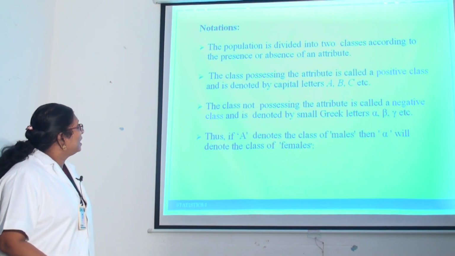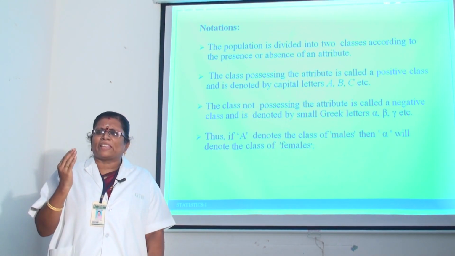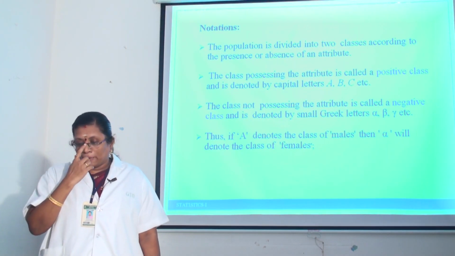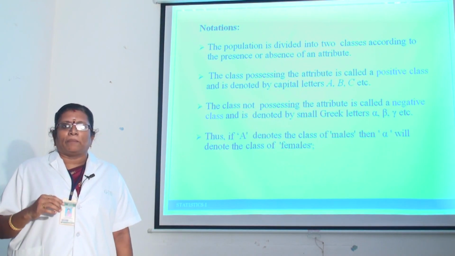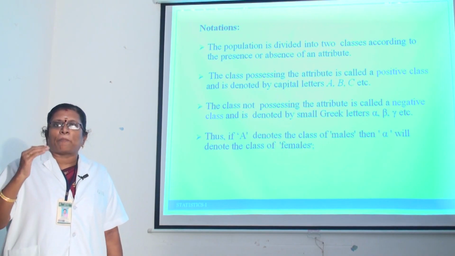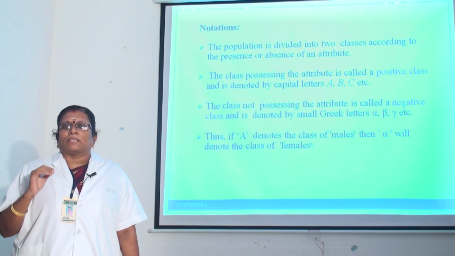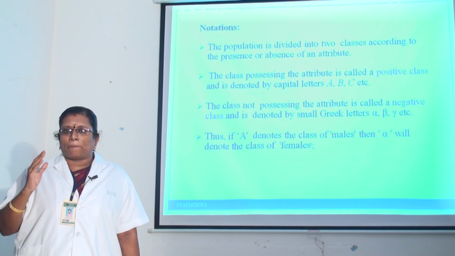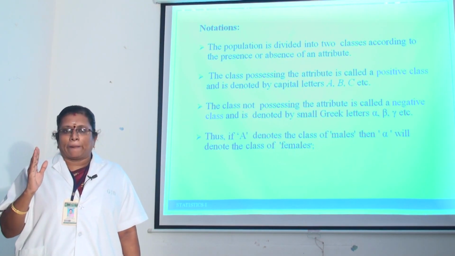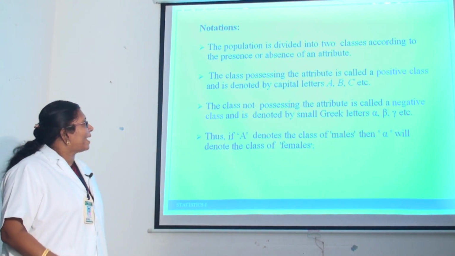Then, what are the notations we are going to use here? Suppose we say that the presence is positive and the absence is negative. Here we have to use some symbols because mathematically we always depend upon symbols. Suppose I take that the positive things will be denoted with capital letters, for example, A, B, C, like that. One attribute I can denote with A, another attribute I can denote with B, and so on.